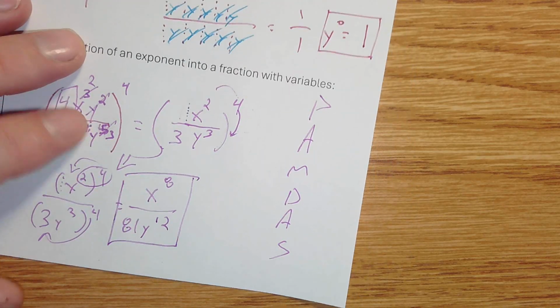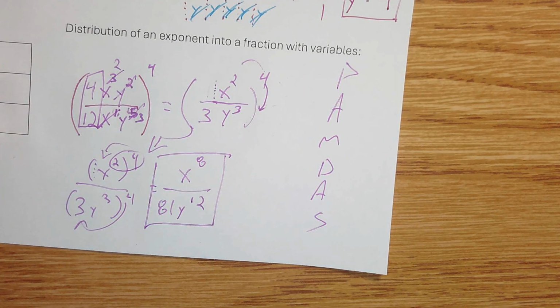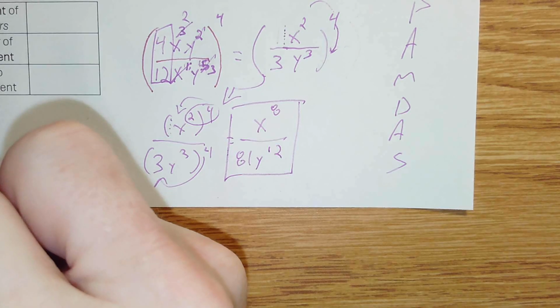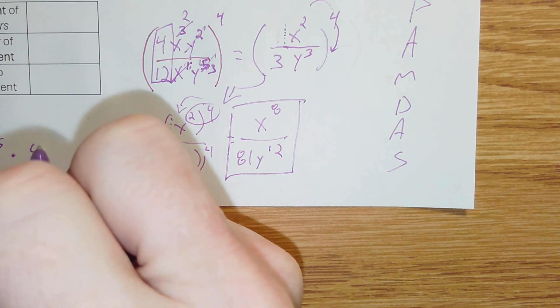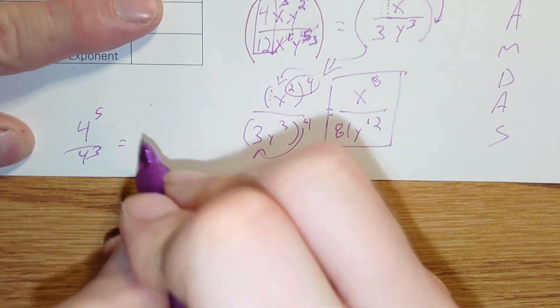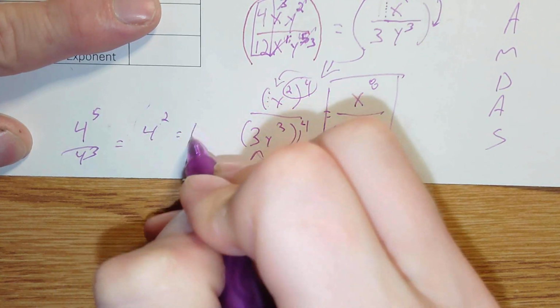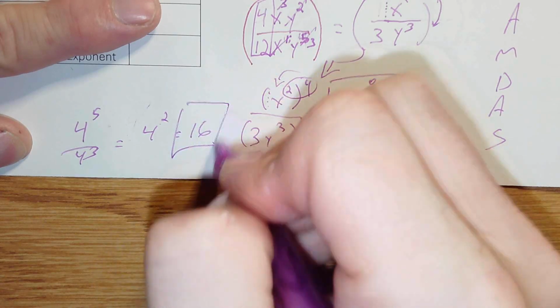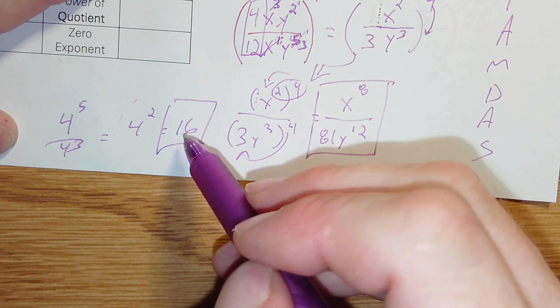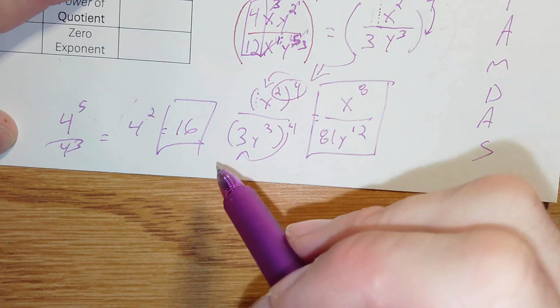Hopefully that makes a lot of sense to you. You're going to be given a little bit easier questions, like 4 to the 5th times 4 to the 7th, or divided by, excuse me, let's say divided by 4 to the 3rd. That's just 4 squared, which equals 16. That's kind of what you're given. This is algebra, the stuff you guys are going to be doing.